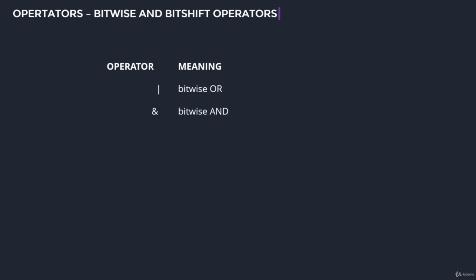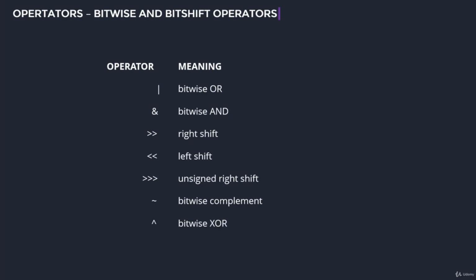Then right shift and left shift are similar to greater than and lesser than. And there is also an unsigned right shift. The last two are bitwise complement and bitwise XOR. Okay, as I said, you don't have to know these or waste your time memorizing them. Just keep in mind that Java has such things as well. Alright, that's all I wanted to share here. Now let's move on to the coding part.